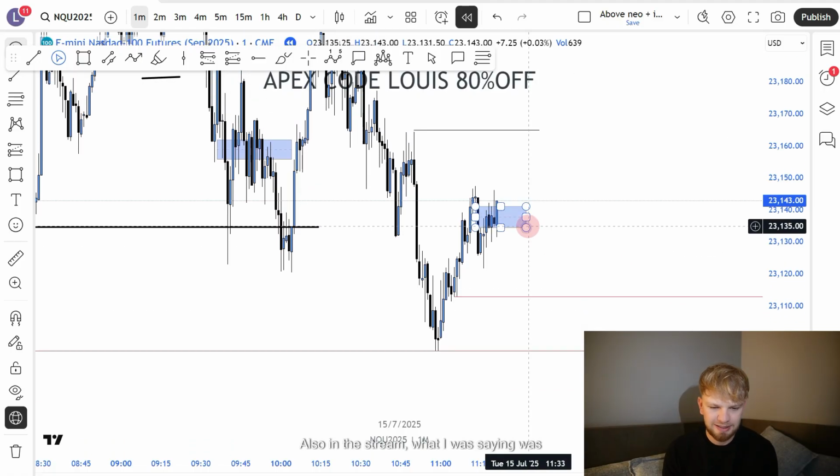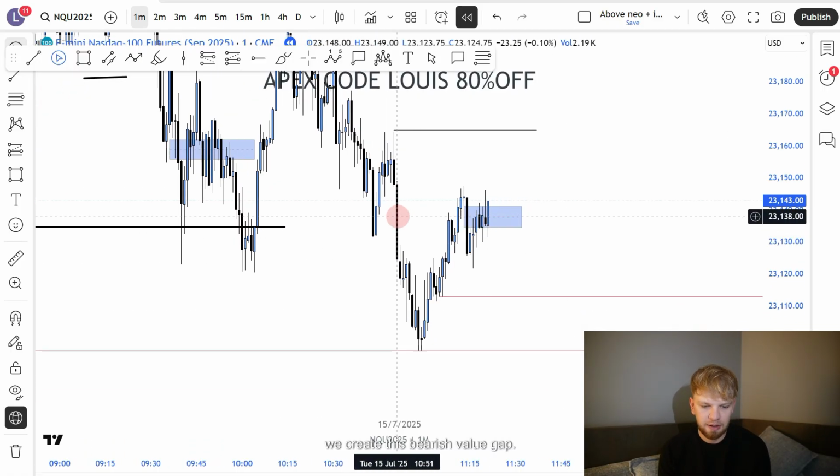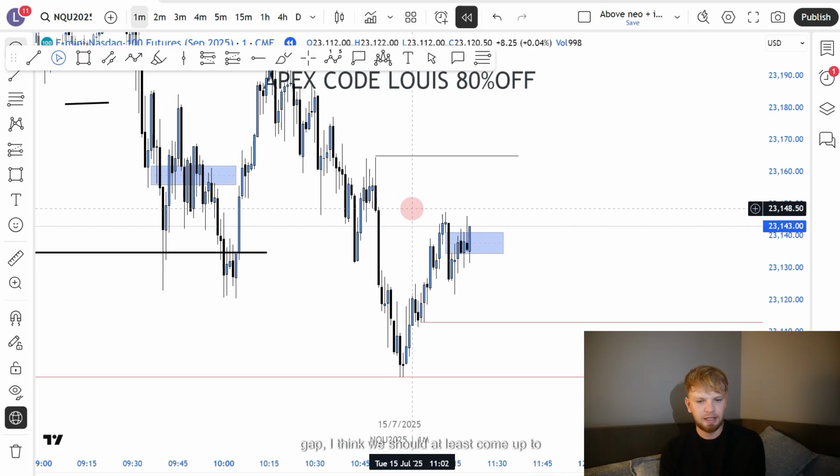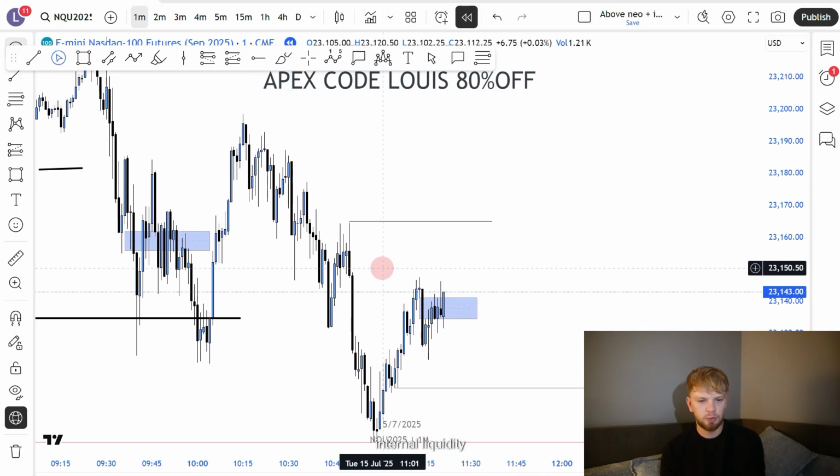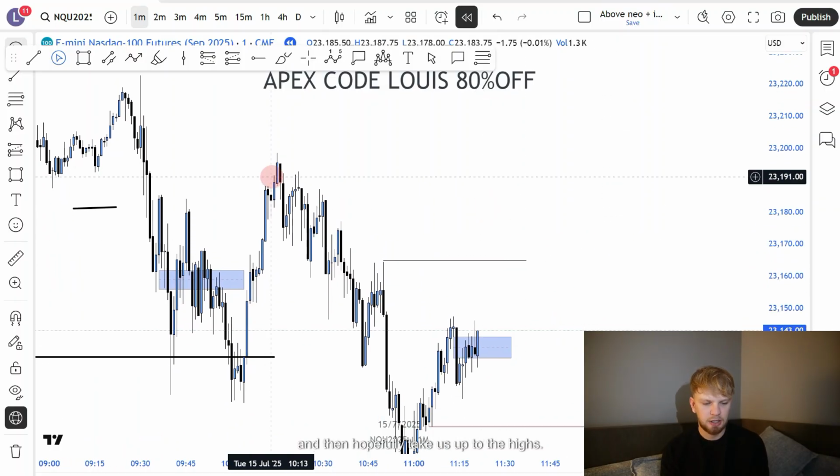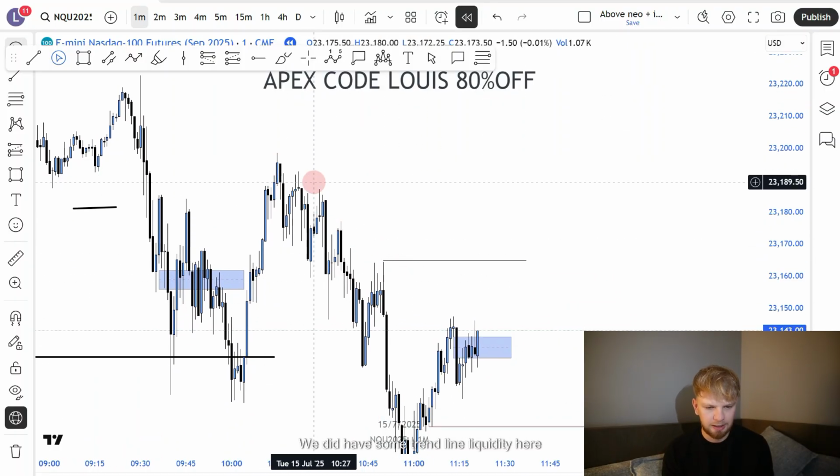Also in the stream, what I was saying was we create this bearish fair value gap. Yeah, we create this bearish fair value gap at 10:51. I said if we inverse this bearish fair value gap, I think we should at least come up to internal liquidity and then hopefully take us up to the highs. We did have some trendline liquidity here as well.